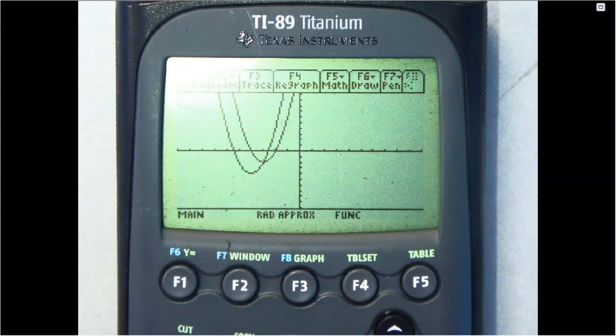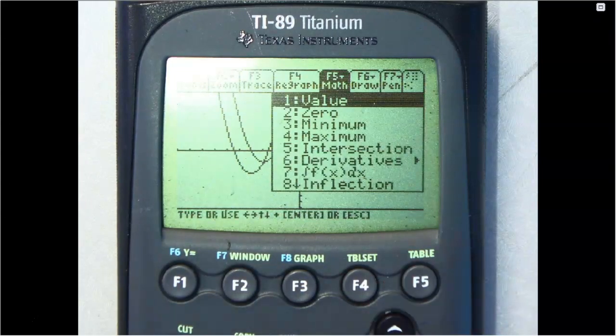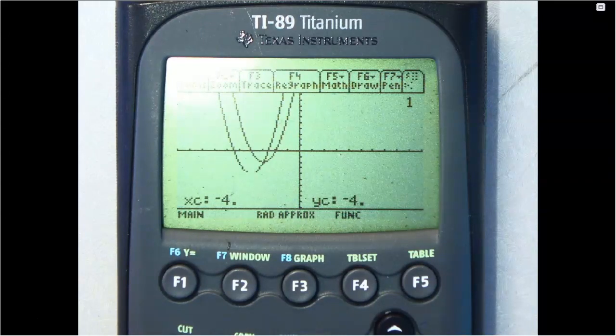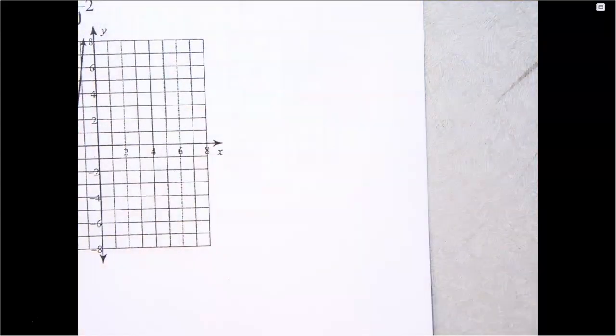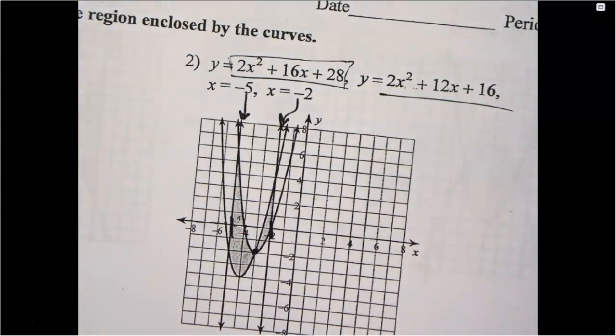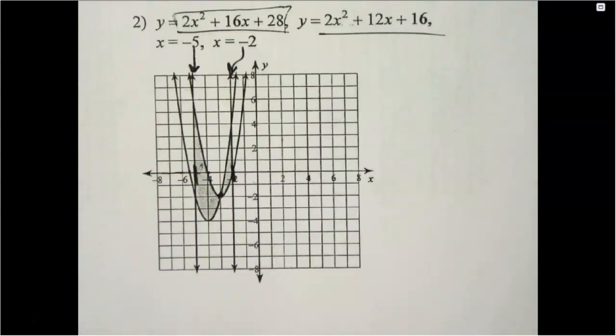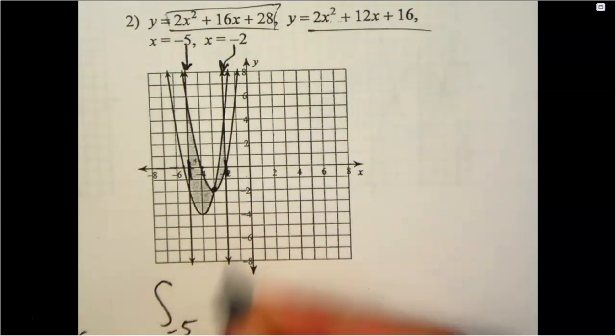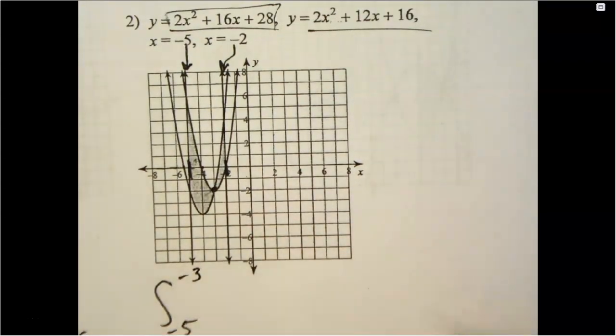Another thing you can do is go to F5 value, find the value of both functions at negative 4. So like negative 4, I get negative 1. I still gotta remember which one's which. Anyway, what I'm getting is this plus 28 one is on the bottom. Agree? Okay. So then I need to go from negative 5 to negative 3.